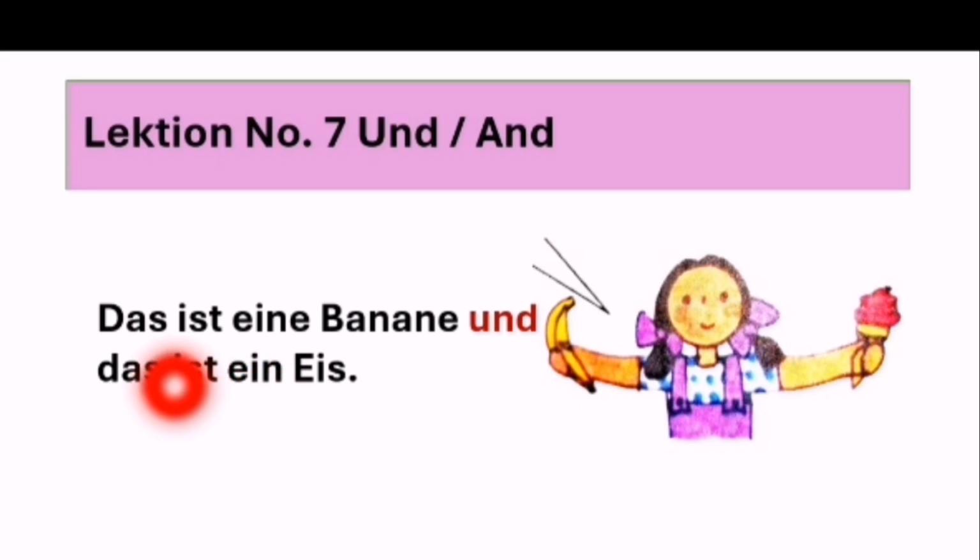Now, this girl says, das ist eine Banane und das ist ein Eis. Ice. This is a banana and this is an ice cream. So for ice cream we use Eis. So why have we used eine with Banane and ein with Eis? We have a lesson about eine and ein in previous lessons. You can check there. Das ist eine Banane und das ist ein Eis.